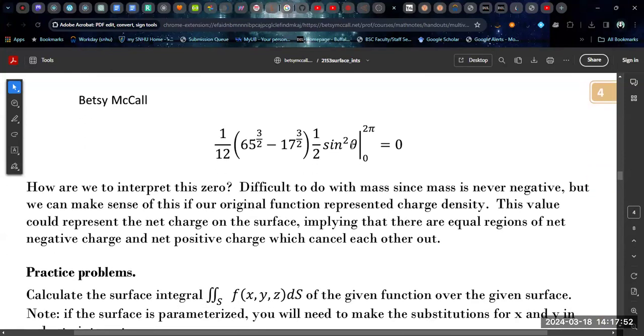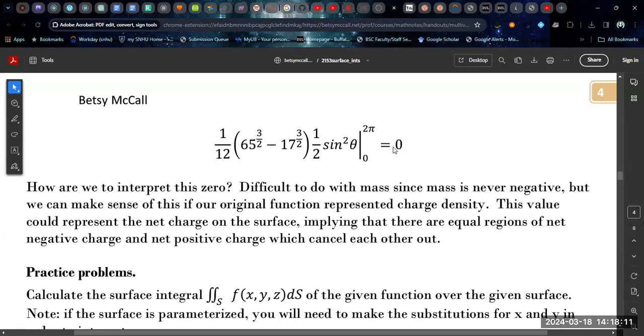And we're going to get u is sine and du is cosine. We get 1/2 sine squared, and we plug that in, we get 0. Now, how do we interpret this 0? Well, that may be difficult to understand.